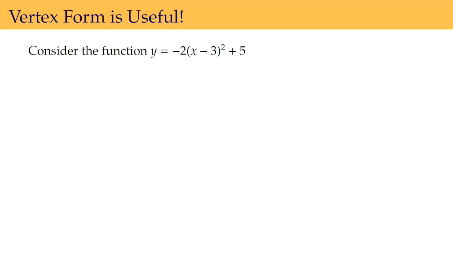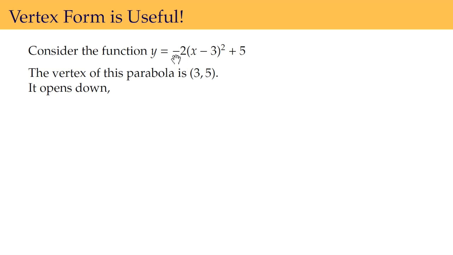So let's consider the function y equals negative 2 times (x minus 3) squared plus 5. So the vertex of this parabola is then shifted to the right 3 and up 5. So the vertex of the square function is at 0, 0. The vertex of this parabola is at 3, 5. This, incidentally, is why we call this form vertex form, because you can tell just at a glance where the vertex is. We haven't addressed this negative 2 yet.